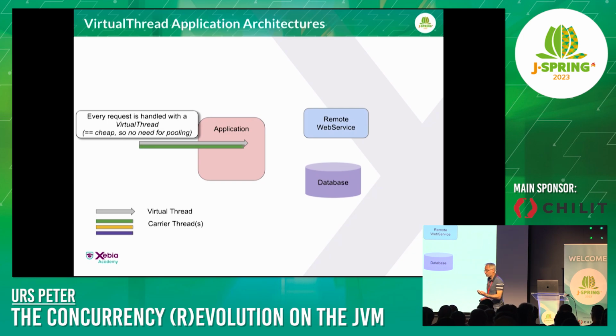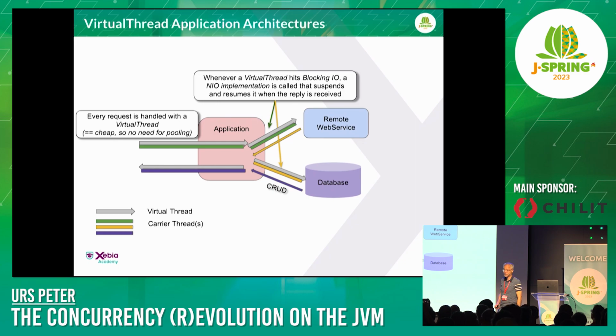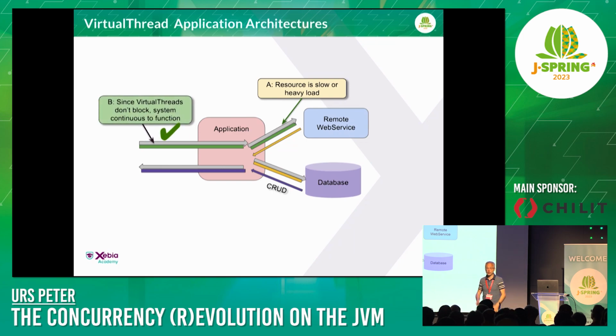Of course, always an online carrier thread would do the work. Whenever you hit an I/O boundary doing blocking I/O, which is fine, this carrier thread wouldn't wait. Only the virtual thread would be suspended, would go back to its carrier thread place. When you get a reply, maybe another carrier thread would continue, and so on until the reply is served. And also there, if a resource is getting slow, well, we always can accept new requests because nothing is blocked.